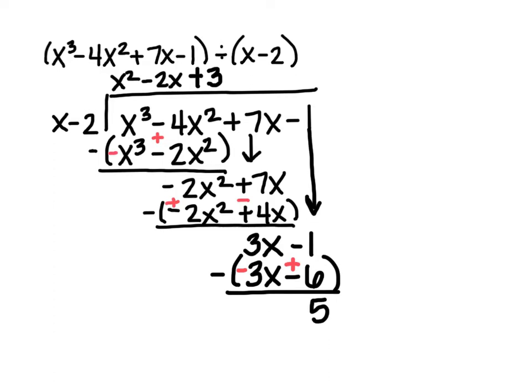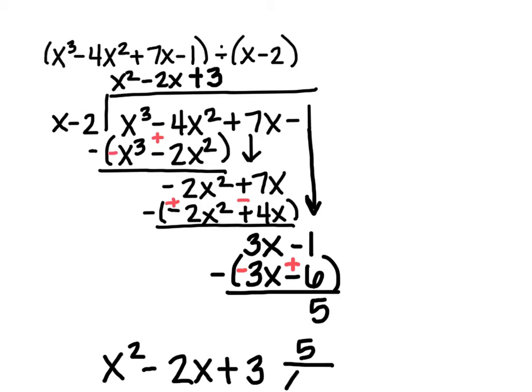Because there's nothing left to bring down, that's my remainder. So we're going to write my final answer as x squared minus 2x plus 3. Instead of writing remainder 5, I'm going to say it's 5 over whatever I was having to divide by, x minus 2. And that's my final answer.